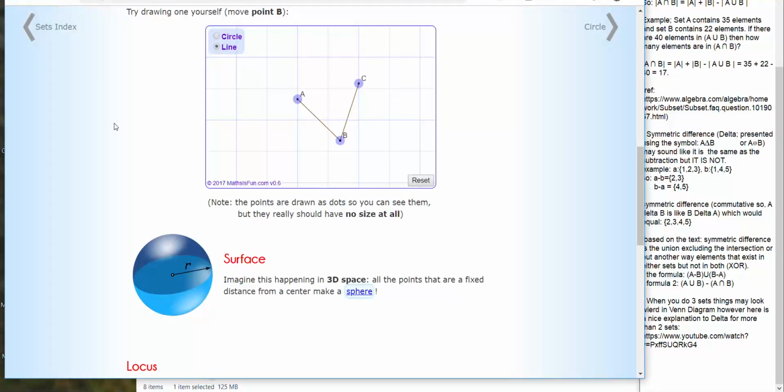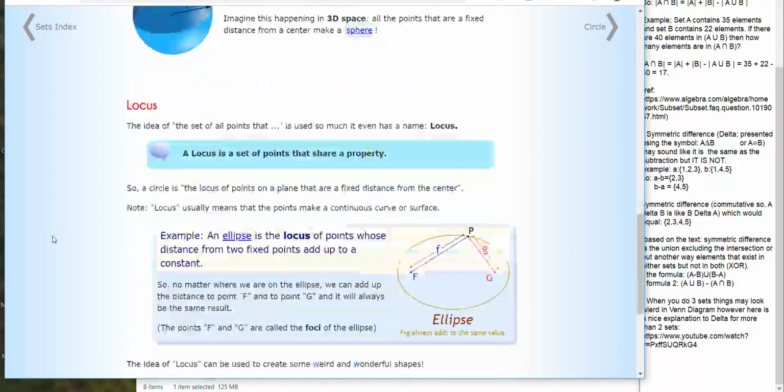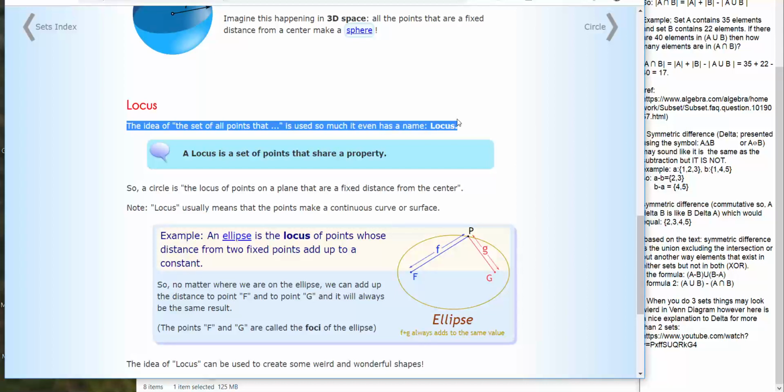Alright, imagine this is happening in 3D space. All the points that are at a fixed distance form a sphere. It's not only in one direction; you can go this way, this way. You form a sphere. The idea of the set of all points is used so much that it even has a name. It's called locus. Alright, so this is what the locus is: a set of points that share a property.